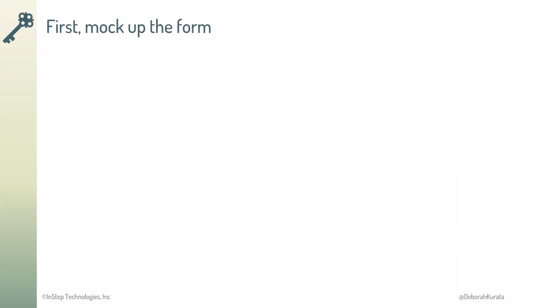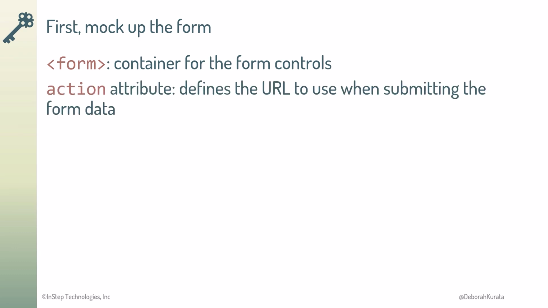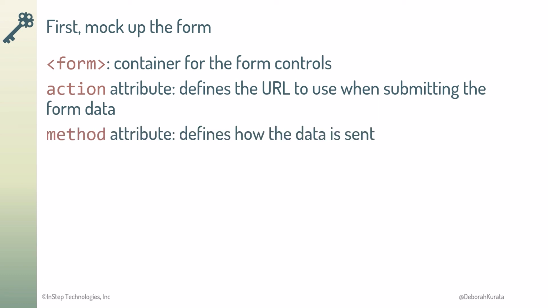So, first, mock up the form. Use the form element to define the container for the form controls. Set the action attribute to the URL to use when submitting the form data. The method attribute defines how the data is sent. Use get to send the data on the URL. This is useful if you are sending the data to another page instead of a web server.